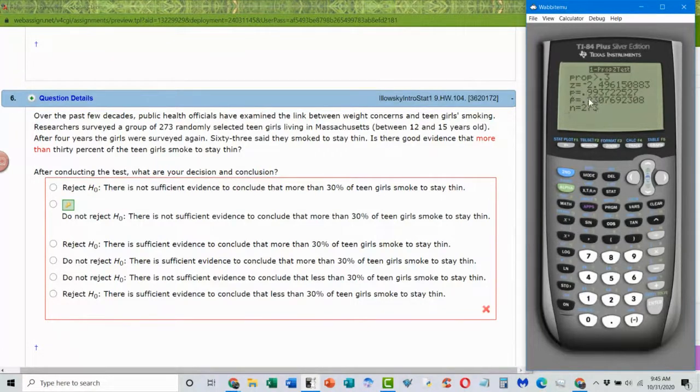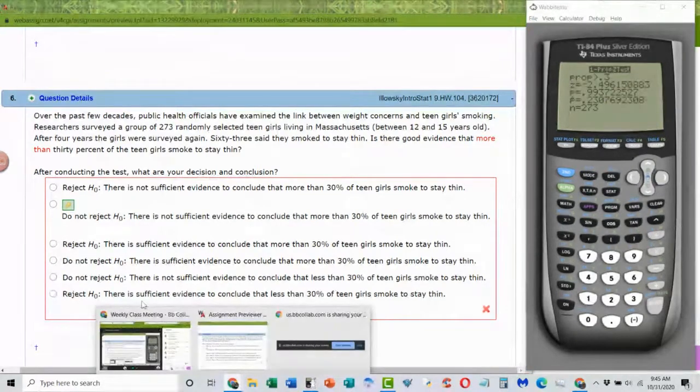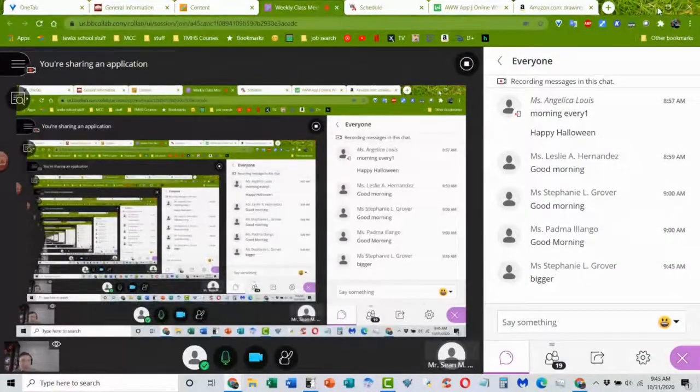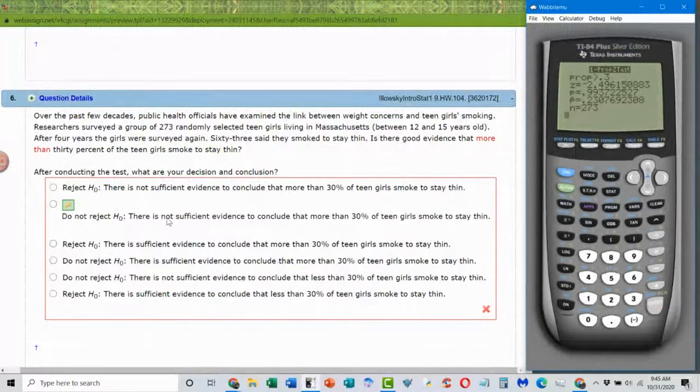So the p value we have is, what is 60? Okay. So our p value in this case is 0.93. Is that bigger or smaller than 0.05? Good. Excellent. Good guess. So because it's bigger, we don't reject. And then we have don't reject, don't reject, don't reject. We have to see which one is correct.